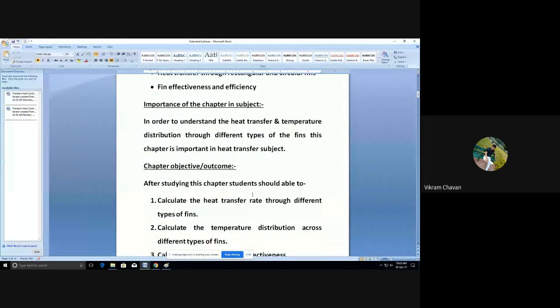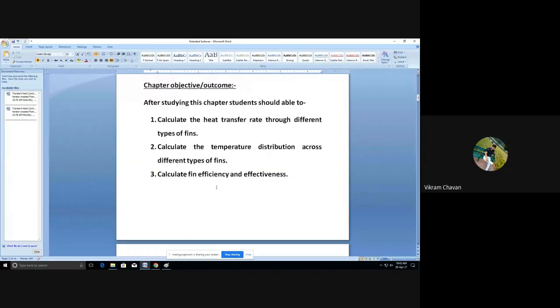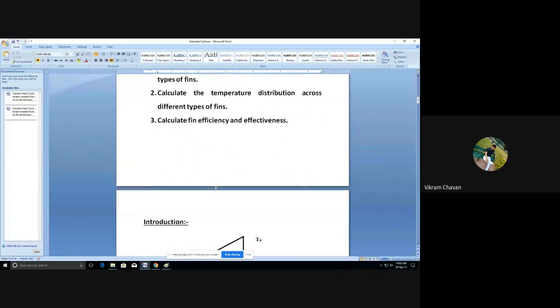Then what are the chapter objectives? So after studying this chapter, students should be able to calculate the heat transfer rate through different types of fins, calculate the temperature distribution across different types of fins, and calculate fin efficiency and effectiveness. Okay, so these are the chapter objectives and outcomes of these fins.